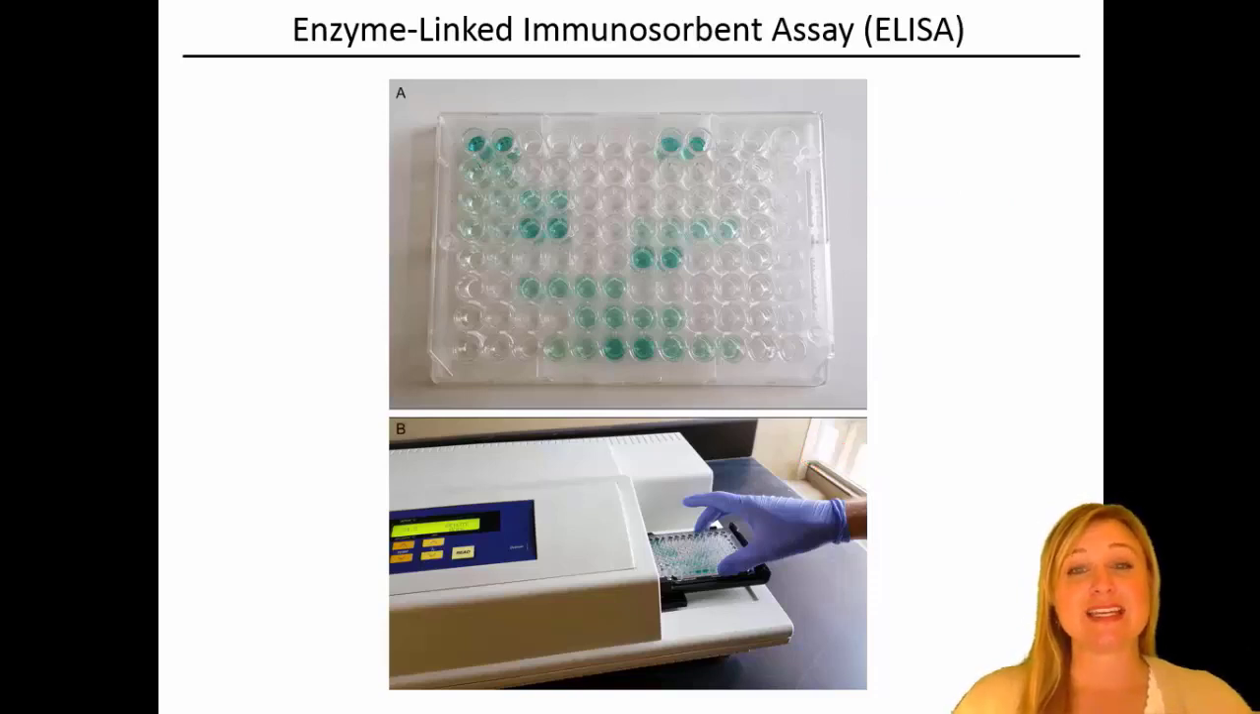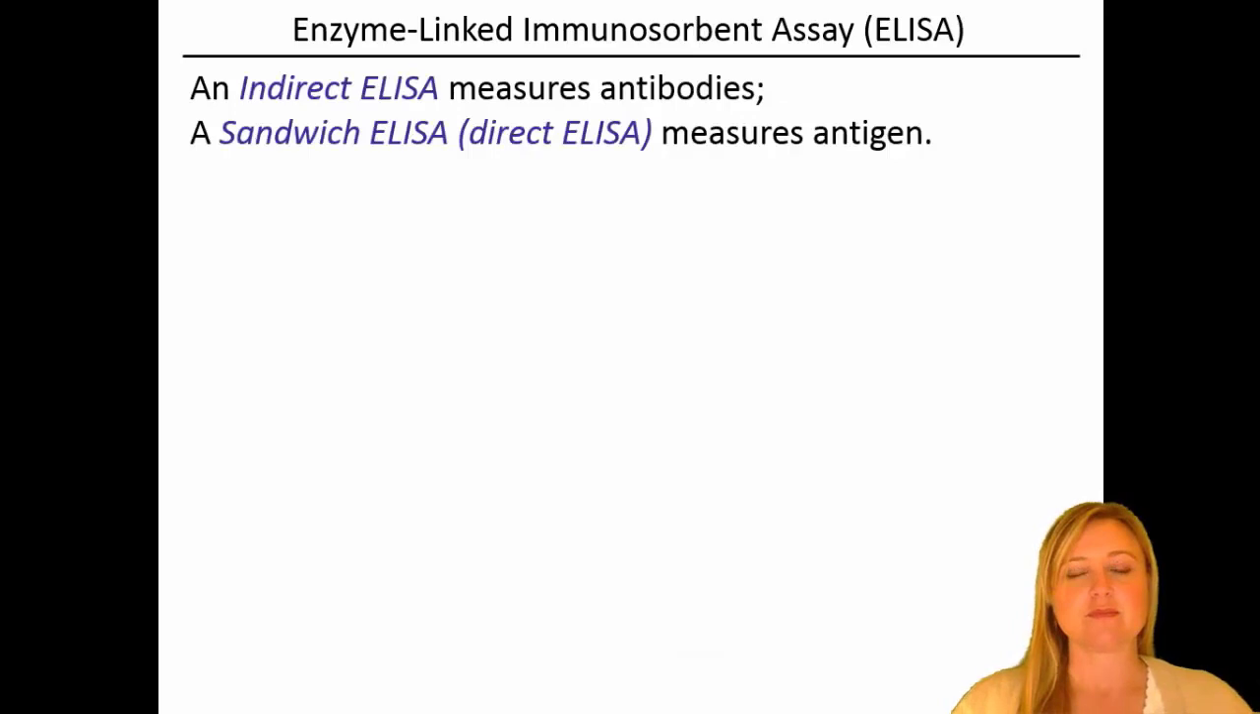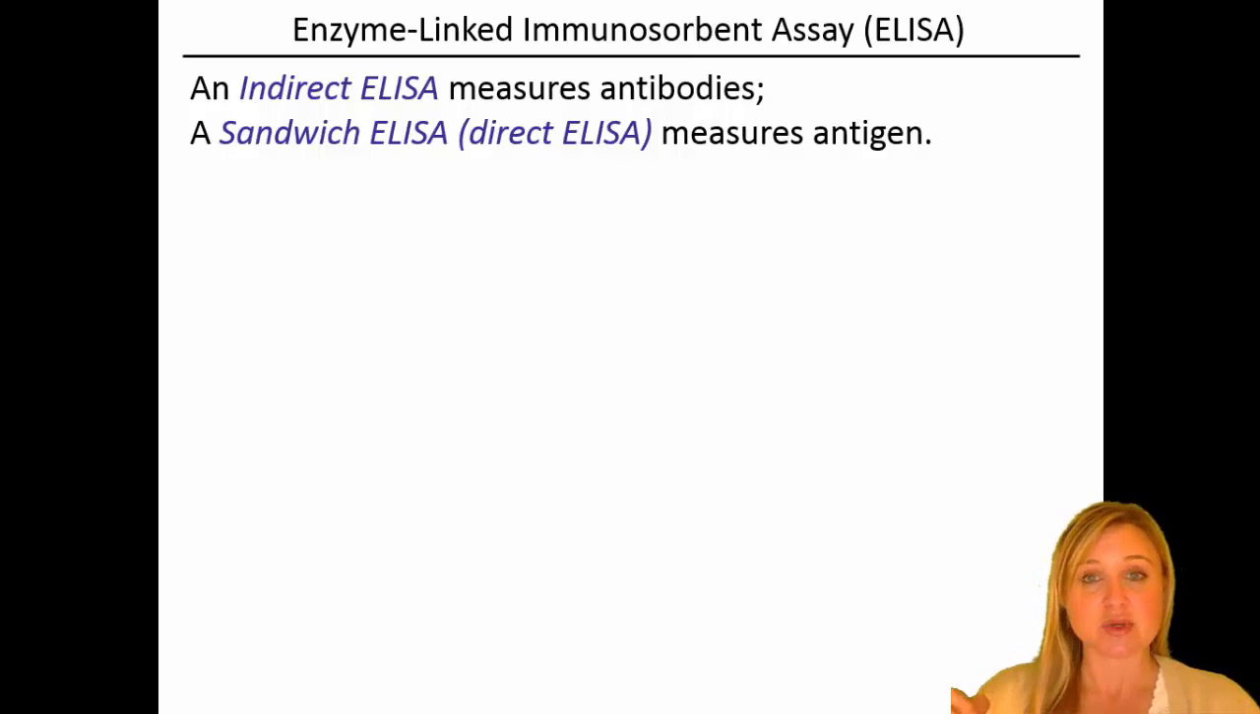So this is an indirect ELISA. An indirect ELISA measures antibodies. We also, though, can measure antigen using ELISA just by modifying the assay a little bit. When we're measuring the antigen itself, we call that a sandwich ELISA or a direct ELISA because we're looking directly for the antigen. We're not looking for antibodies against the antigen, we're looking for the antigen itself, so it's a direct ELISA. And we call it a sandwich ELISA because we make a little antigen sandwich where the meat is the antigen and the bread is made of antibodies.